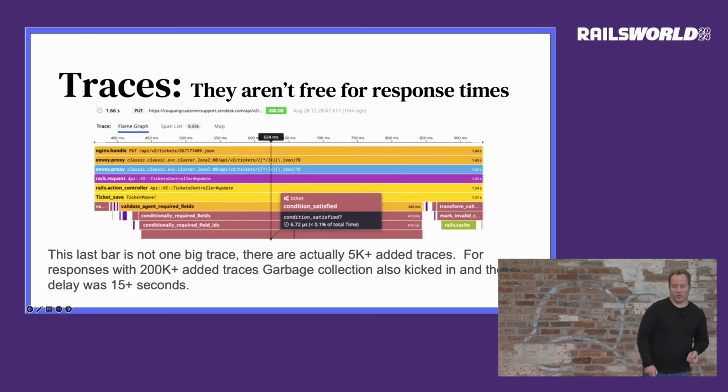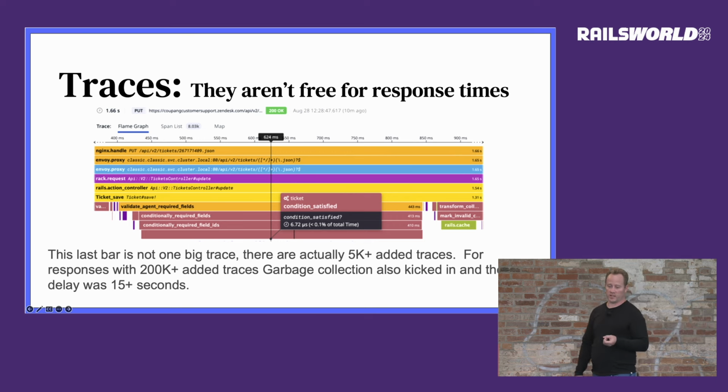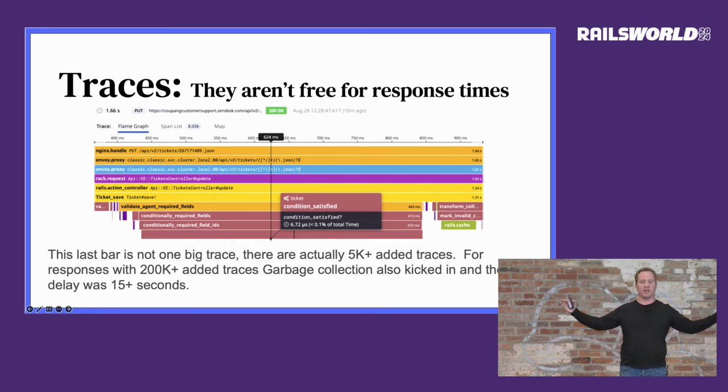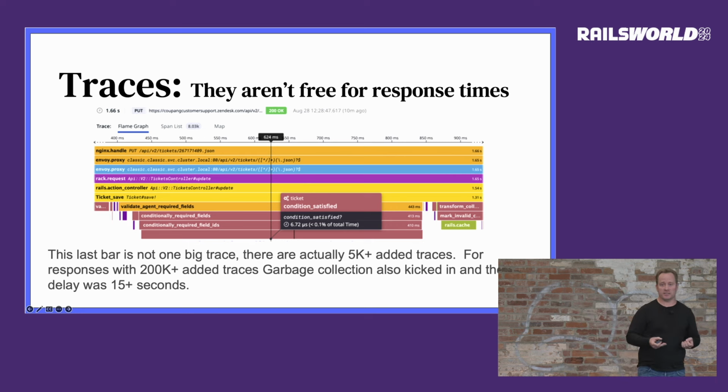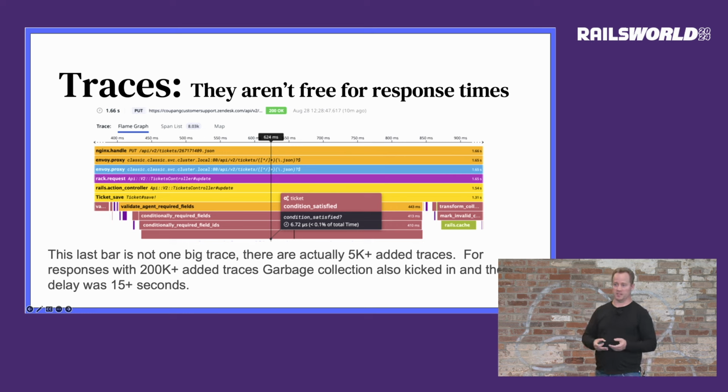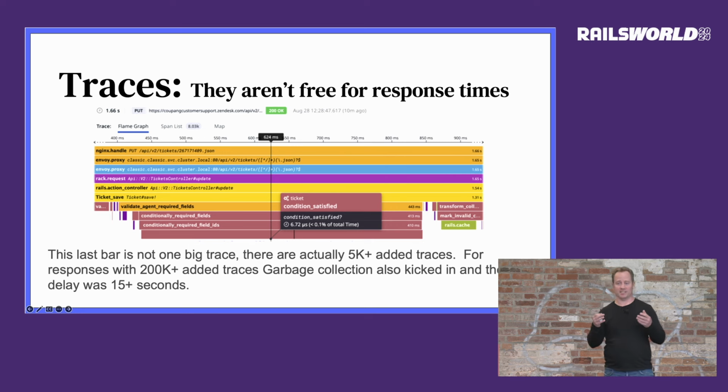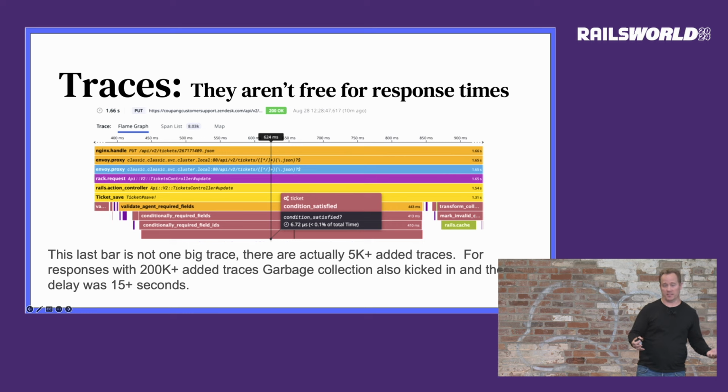The other thing you have to know, as I said earlier, is that these traces are not free. This block on the bottom is not one trace. It's actually 5,000. They're just so close together it looks like one. Ironically, Datadog is amazing, and those 5,000 extra traces do not add much noticeable latency.